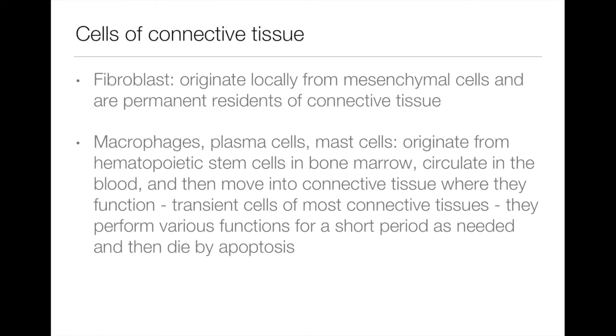We also have macrophages, plasma cells, and mast cells. They originate from hematopoietic stem cells in bone marrow. You see, this is a Greek word, hematopoietic.